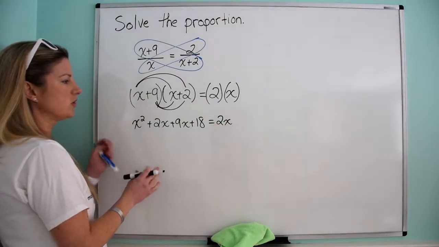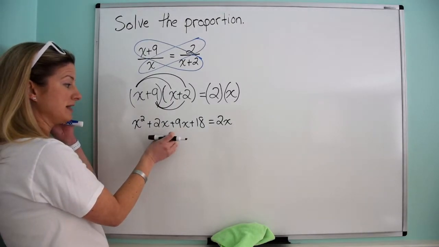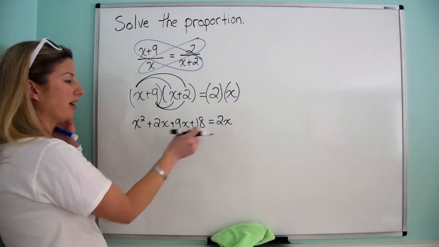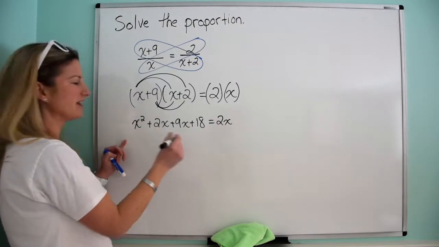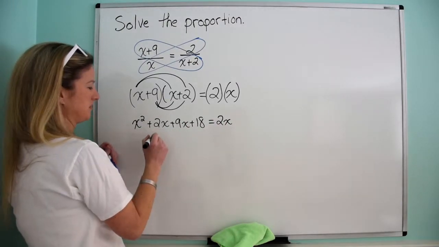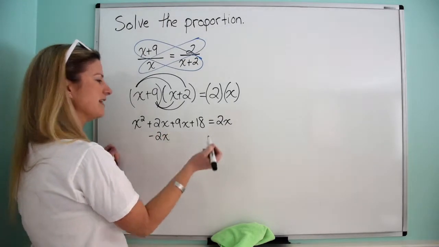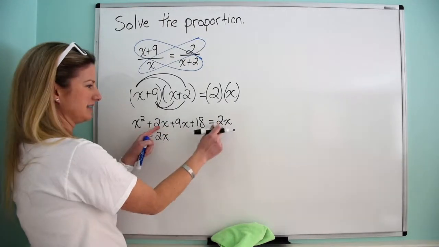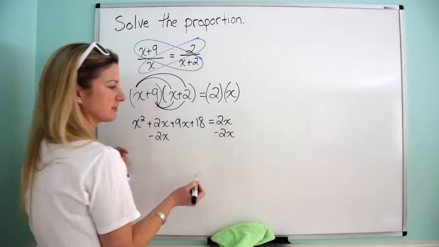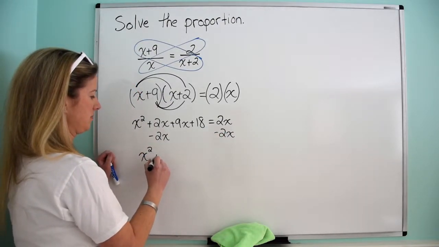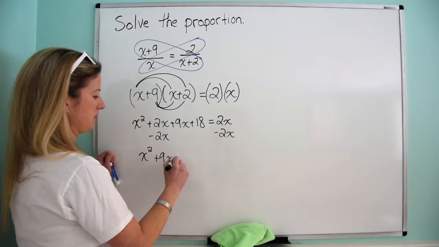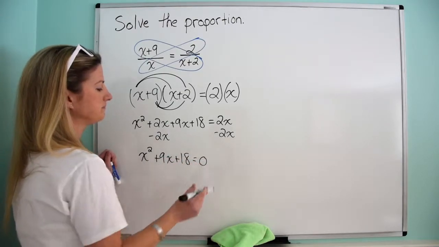Okay, so there are two ways we can do this. We can combine like terms, or because I see a 2x on both sides, I can just subtract 2x from both sides. I personally hate doing extra work, so because I recognize a 2x on both sides, I'm just going to subtract 2x from both sides. And now what I'm looking at is x squared plus 9x plus 18 equals 0.